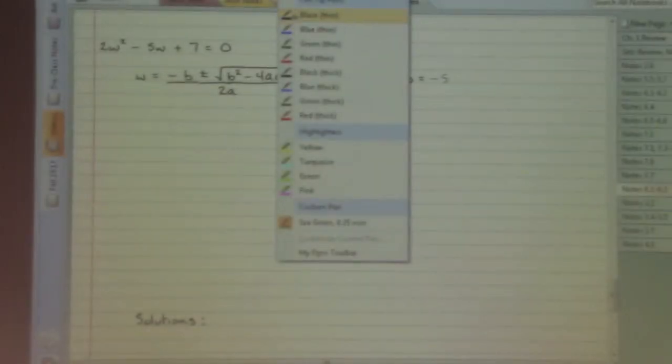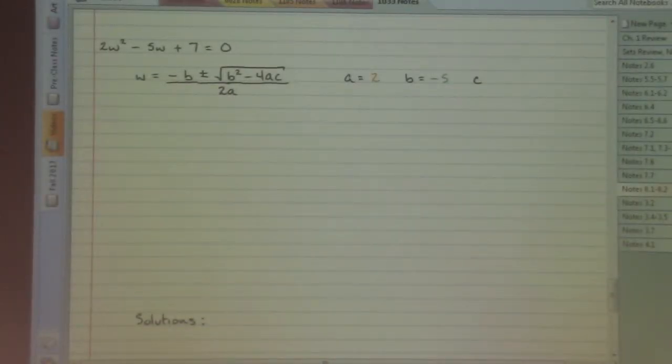Now, in this particular case, we want to identify the A, the B, and the C. So we would have the A as our number in front of the W squared. That's a 2. We would have for the B the number that is in front of the W, or we could also say in between the W squared and the W. So that is a -5. And then our C is the plain old number that shows up.